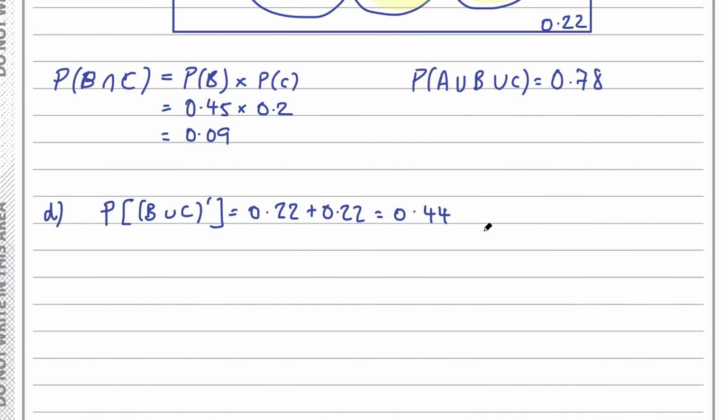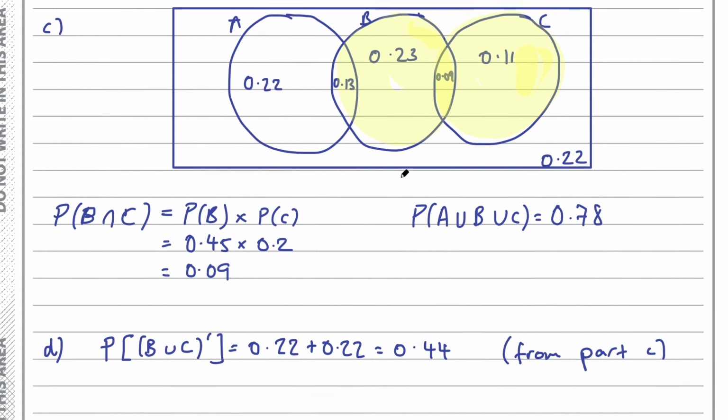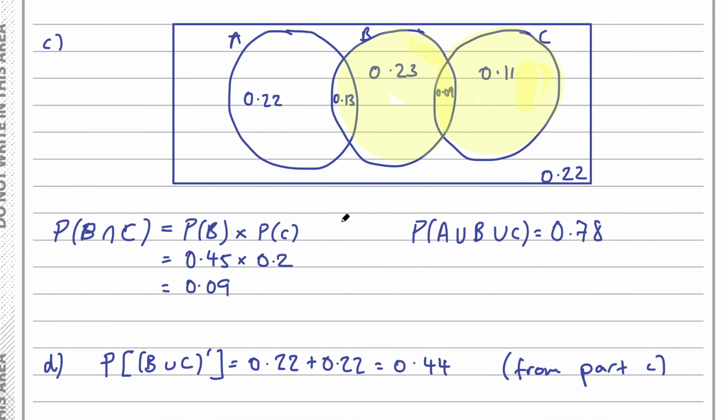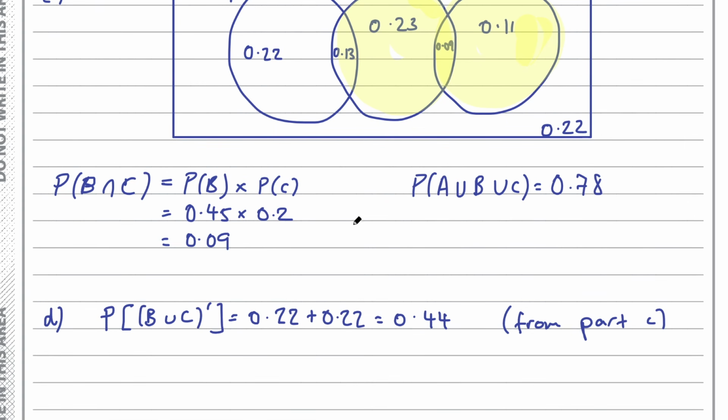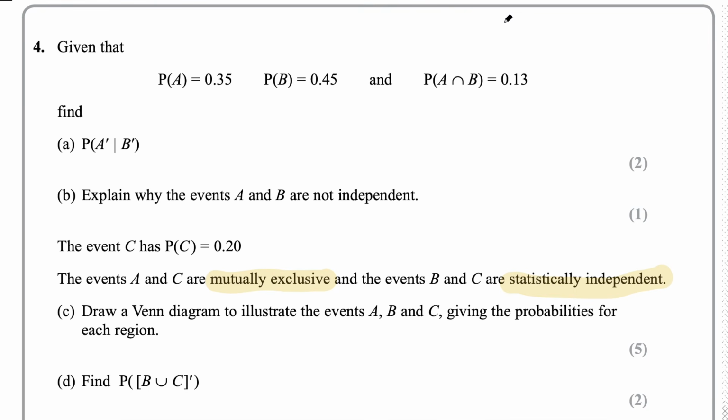So the probability of B union C complement is going to be 0.22 plus 0.22, which is going to be 0.44. And you might want to make a note that you've used part C for your interpretation of that, but that should be enough for the 2 marks for that question. Probably 2 marks because you need to understand what that notation means, and you also need to interpret the Venn diagram or use some kind of working out to get to your answer. So there you go, that's part D, and that was question 4 for a total of 10 marks.